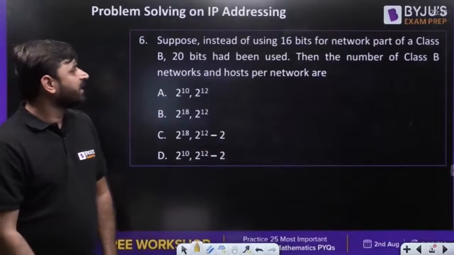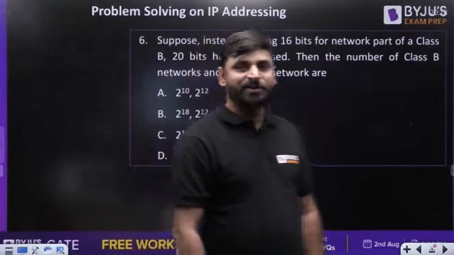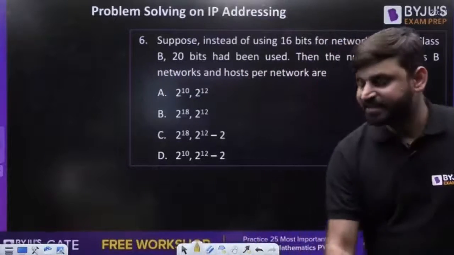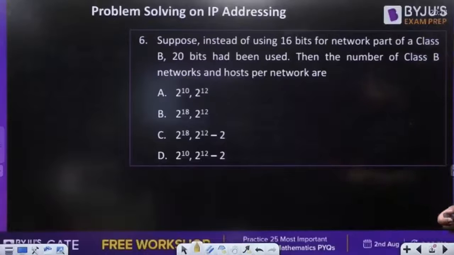Question number 6 is interesting. Suppose instead of using 16 bits for the network ID part for class B, 20 bits has been used. Then the number of class B networks and hosts per network are?